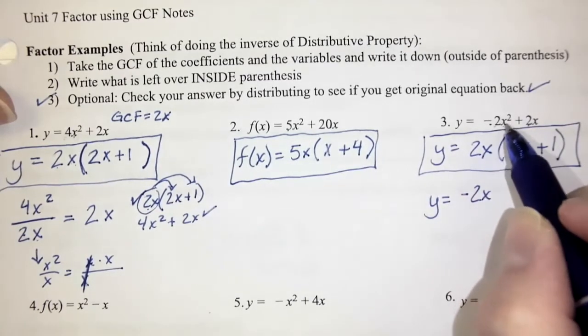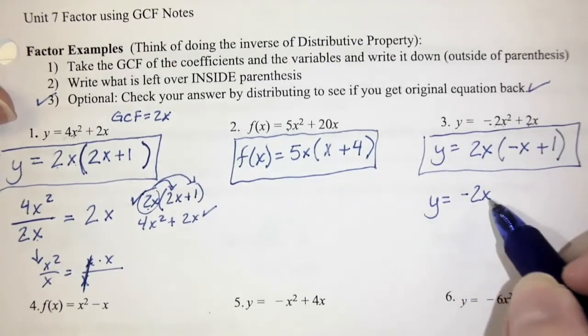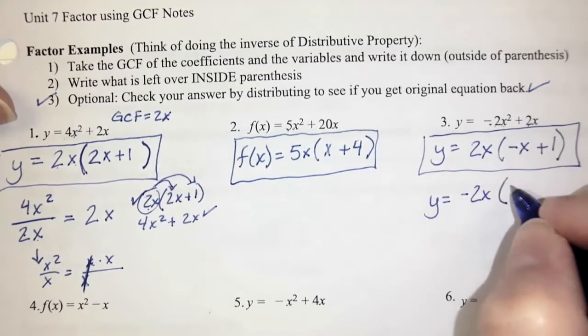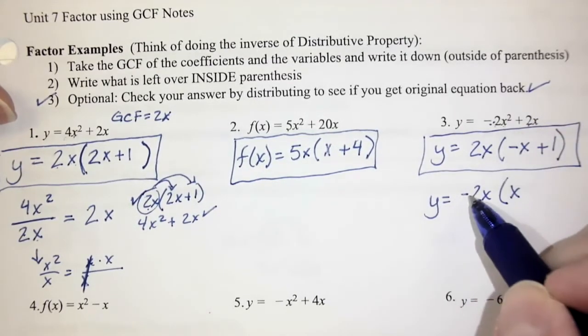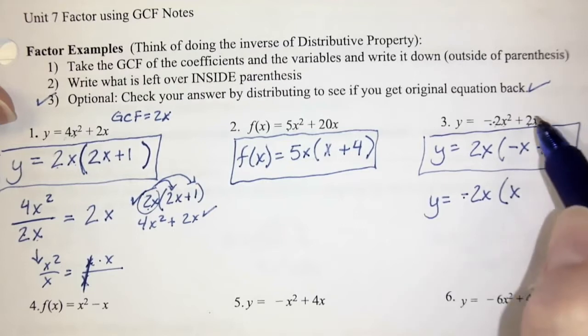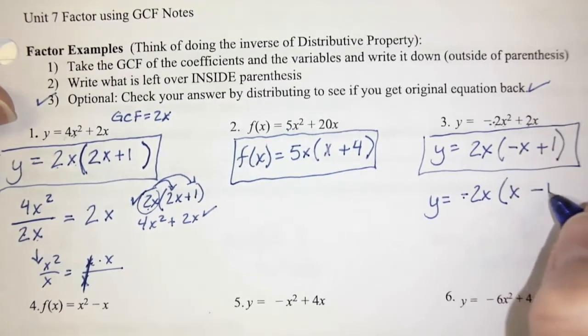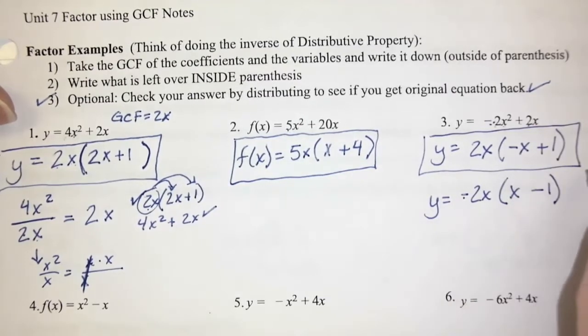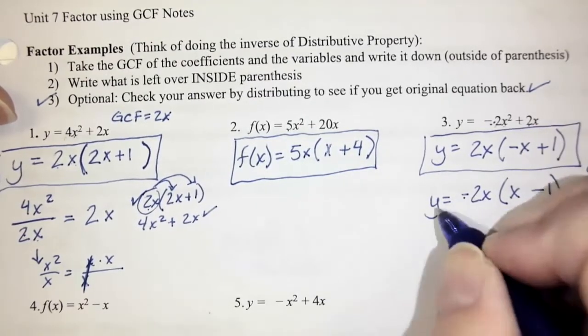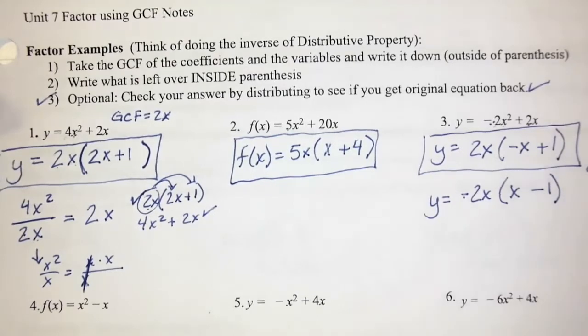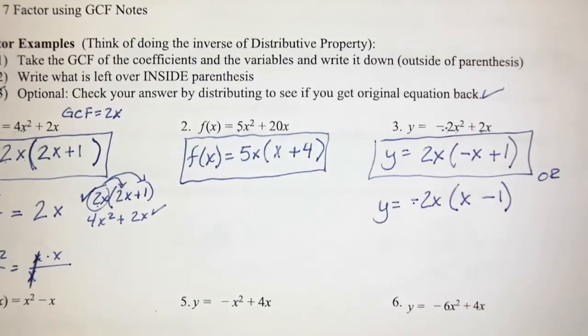Negative 2x squared divided by negative 2x is going to give you a positive x, because a negative divided by a negative is a positive. And then positive 2x divided by negative 2x is negative 1. And then you would check that with your check step. And I'm going to leave this boxed because that's the preferred answer.